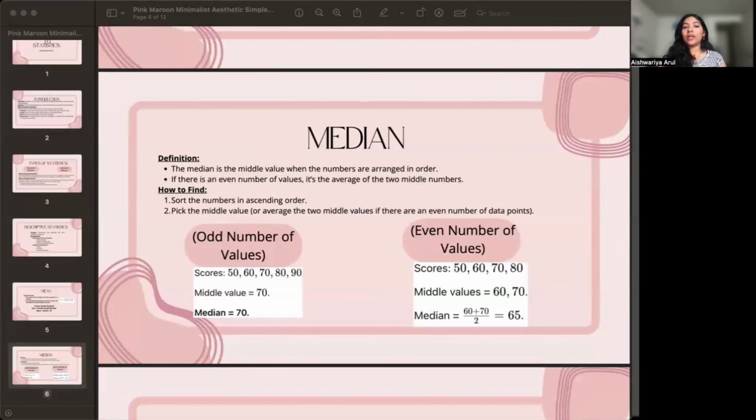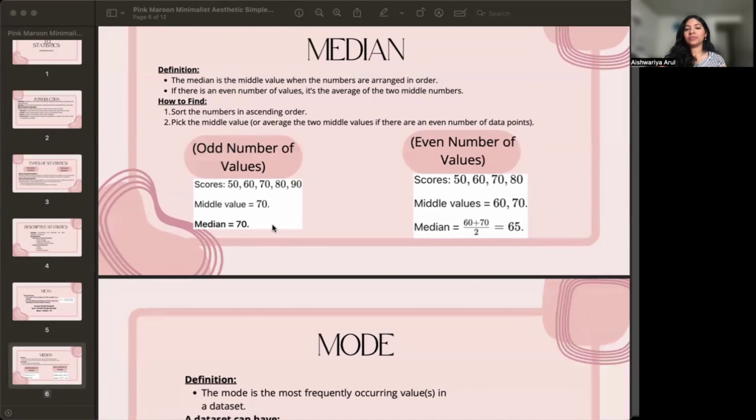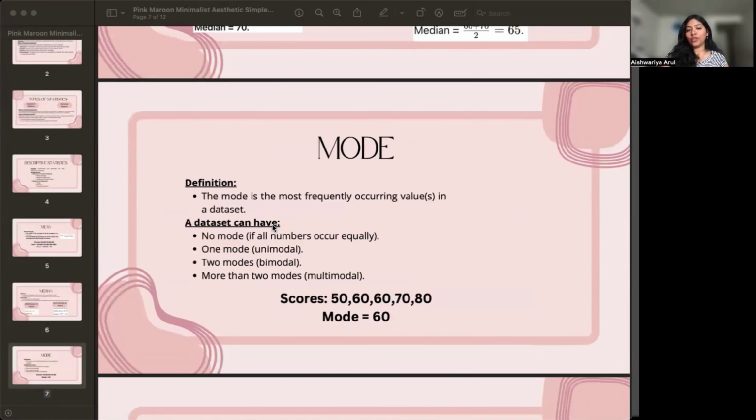Okay. So there are two different ways to find the median. If you have an odd number of values, we can easily find the median value. If you have an even number of values, we take the two middle values, add them, and divide by two to find the median. So in this case, we have four numbers. We take 60 and 70 and divide by two. So you get 65 as the median value. Okay, now let's move on to the mode.